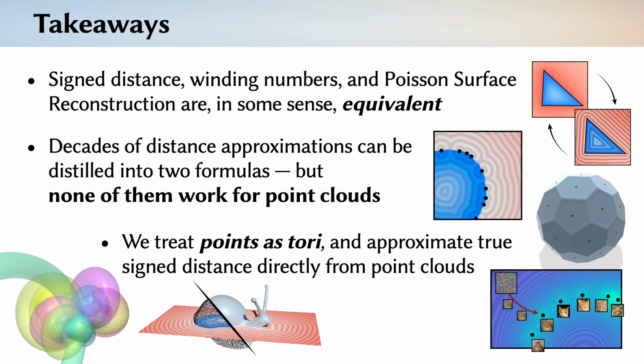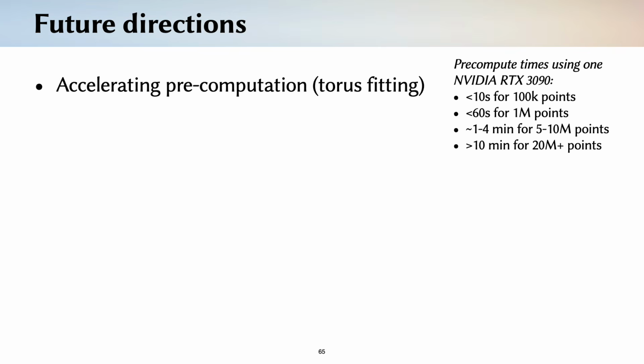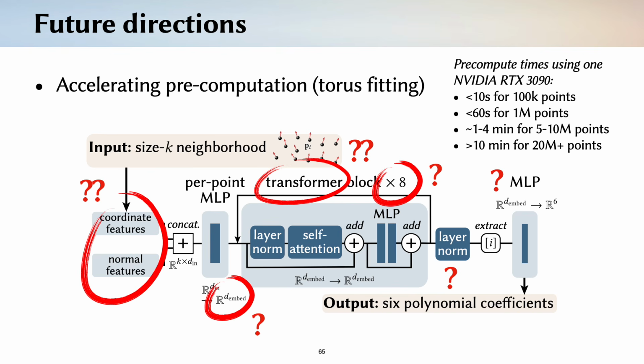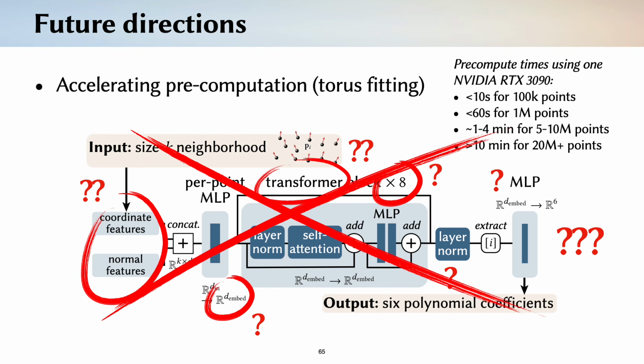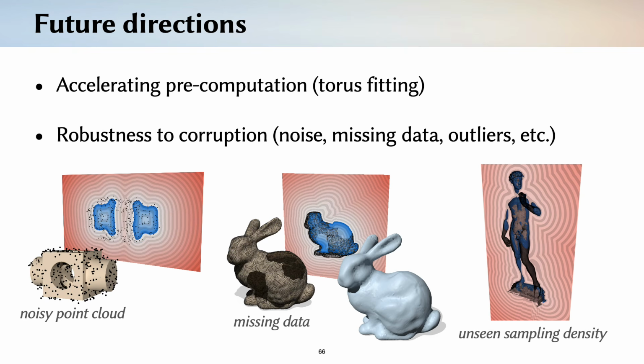Looking forward, I think it might still be possible to further improve this performance, like the pre-computation cost of fitting tori. I didn't extensively engineer this neural network, so I really think there's a lot of improvement still on the table. It's also still an open question whether it's possible to bypass this network entirely. Another area of improvement is further generalization to extremely corrupt data, such as point clouds with large amounts of noise, outliers, missing data, or sampling densities not seen in training.